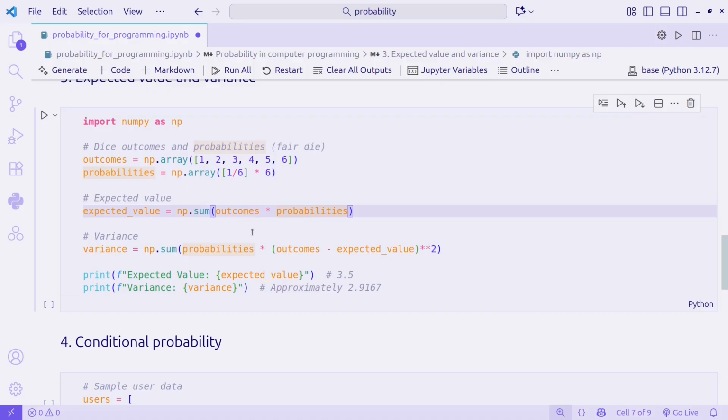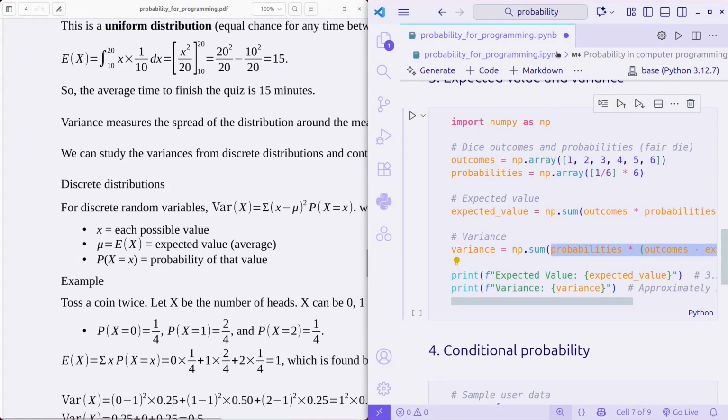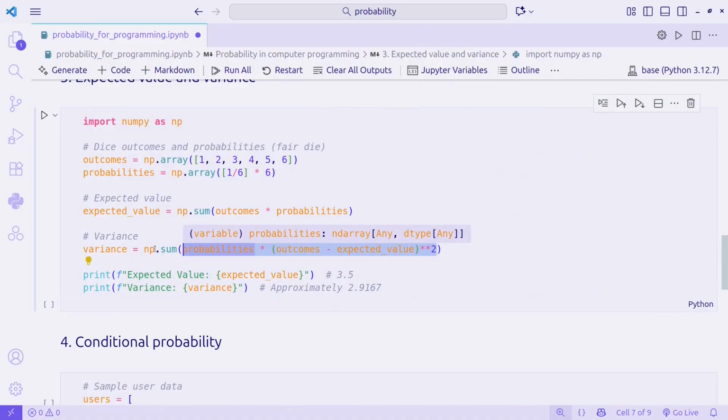And I'm also able to do the variance by applying the formula like this one. The probabilities times the outcome minus the expected value, whole squared, okay? So here we just repeat the formula here. This one, okay? And I'm able to get the variance by using this formula, okay? I sum all these quantities obtained by doing pair-by-pair operation of the outcomes array and the probabilities array, okay?